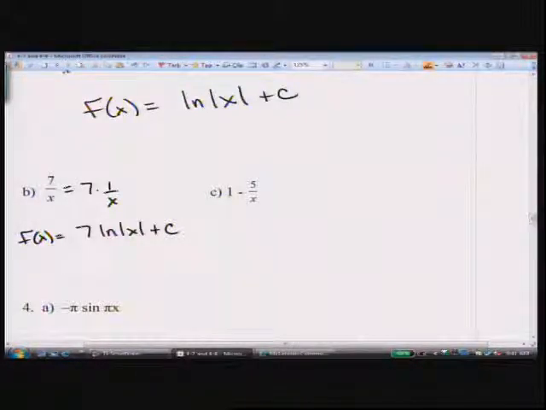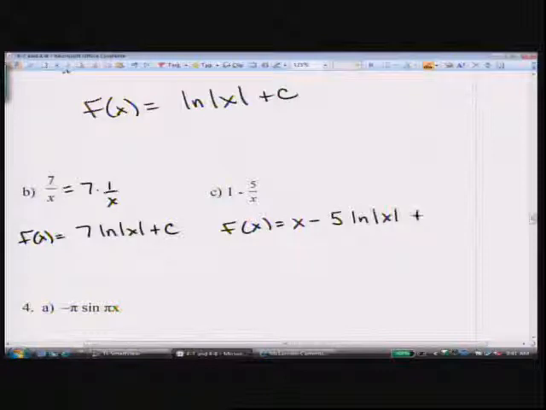Okay? And here, what's the antiderivative of 1? What function has as its derivative 1? Just x. Minus, this will just be 5 ln absolute value of x, and then plus c. Everybody okay?